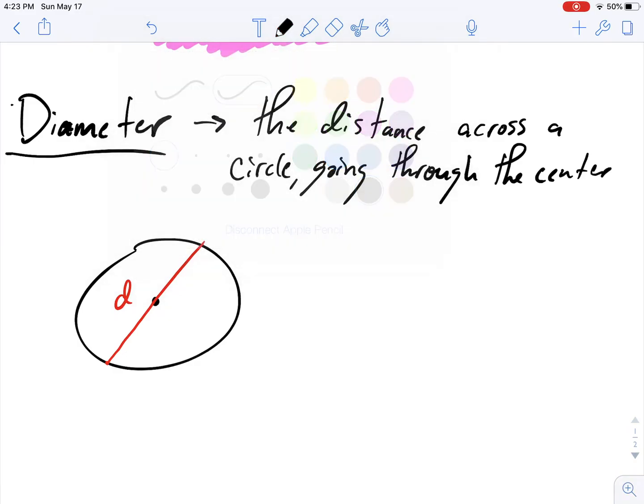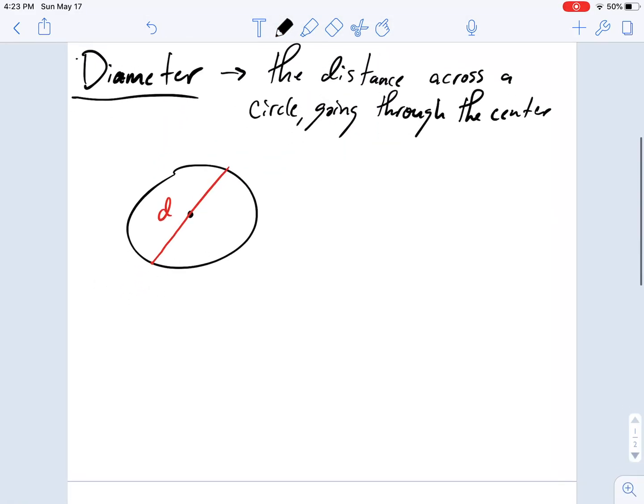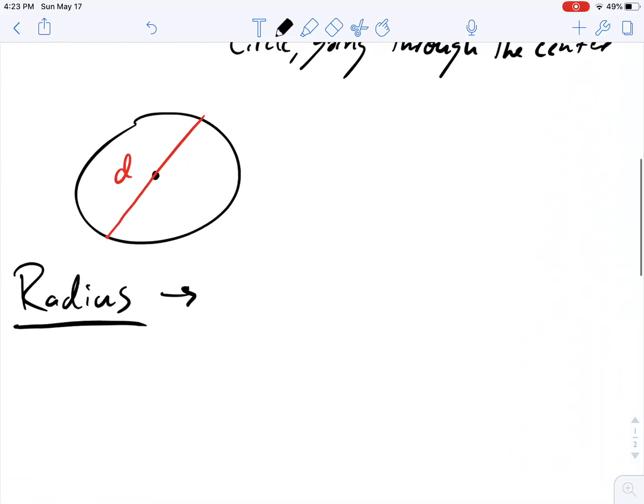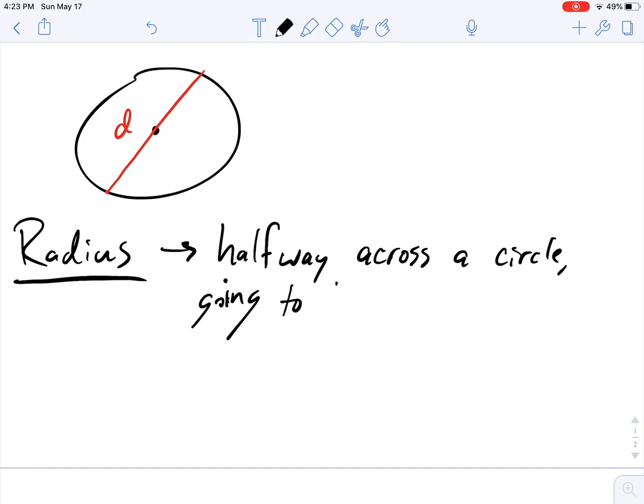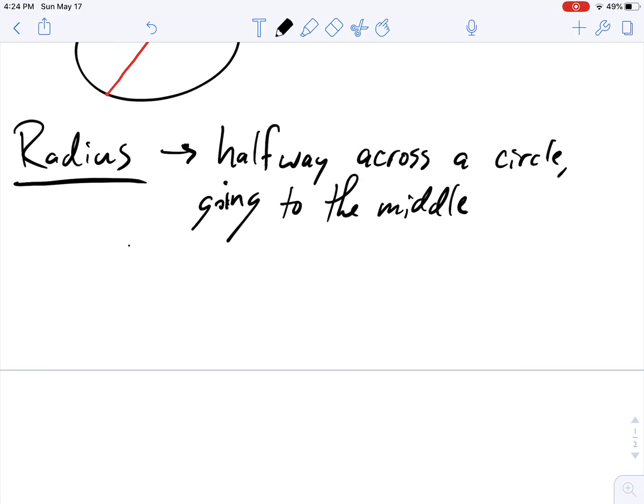The next vocab word that you need to know is the word radius. Radius. The radius is similar to the diameter, except it is halfway across a circle going to the middle. So it's the same idea, except instead of going all the way across the circle, it goes halfway across the circle. So if there's my circle, and that's my center point, the radius is halfway across. Okay, so that's the radius, halfway across.